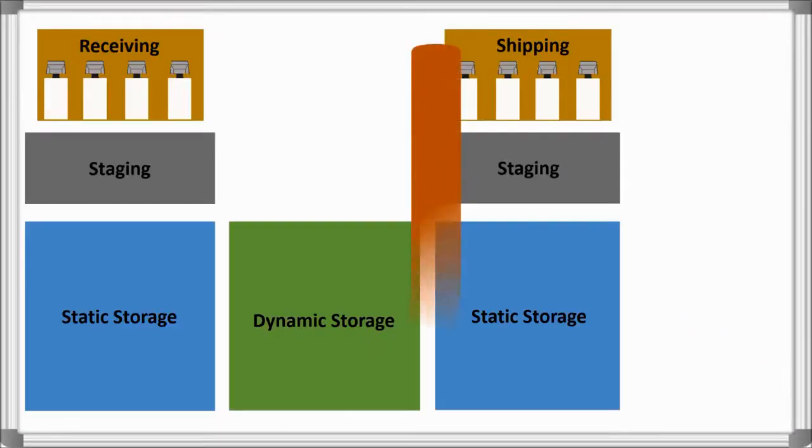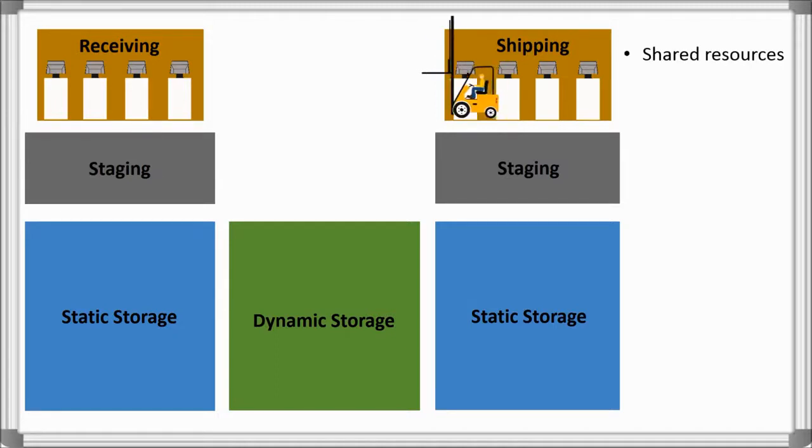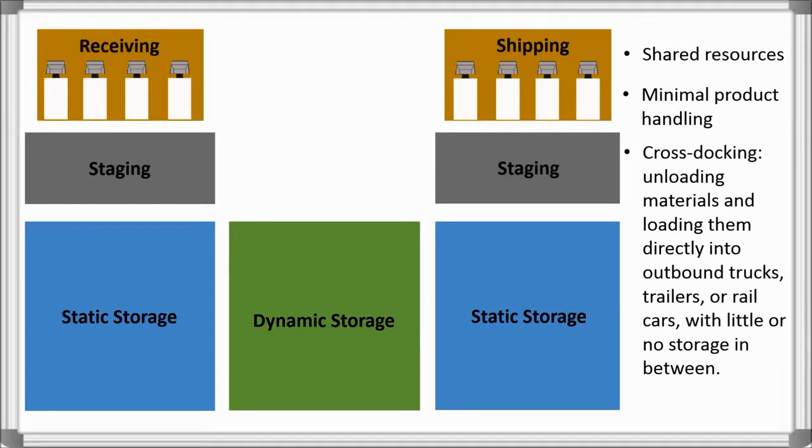A U-shaped warehouse product flow is the most common type of layout. In this layout, the shipping and receiving docks are located next to one another, offering shared utilization of dock resources such as personnel and material handling equipment. This layout also minimizes product handling, offering high cross-docking capability.